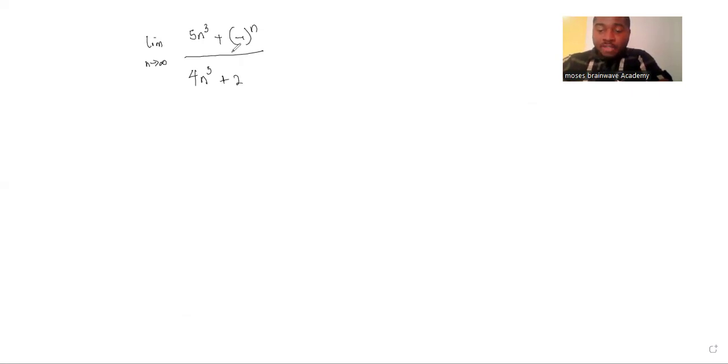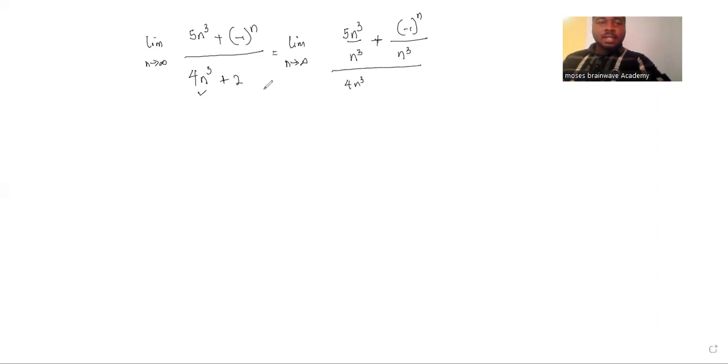Similarly, as with the first one, it's very simple. All we need to do is to divide every element here by the dominant term in the denominator. So we have the limit as n tends to infinity of 5n raised to power 3 upon n raised to power 3, plus minus 1 raised to power n upon n raised to power 3, then in the denominator 4n raised to power 3 upon n raised to power 3, then plus 2 upon n raised to power 3.